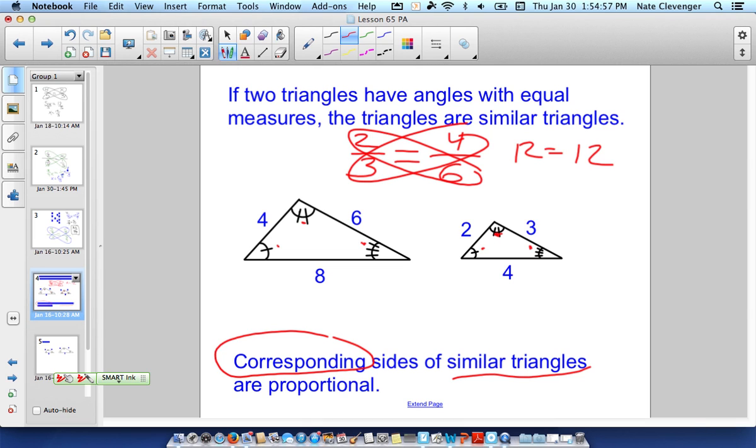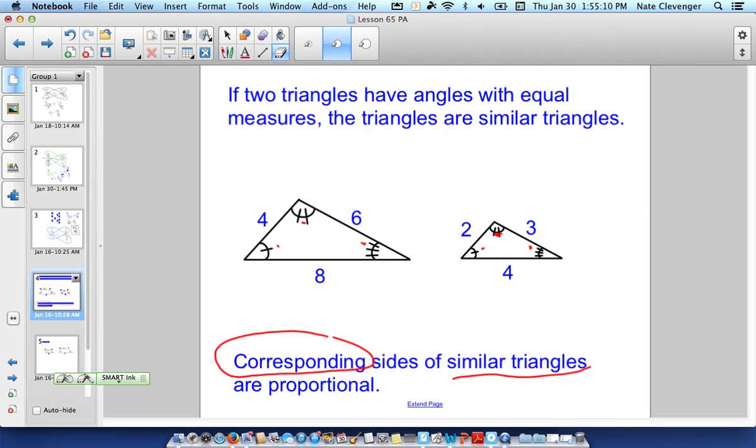They are indeed proportional. You could take any pair of sides as long as they were corresponding and match them up, and you'd get that it's proportional, or that they're equal whenever you do your cross products. Okay? So corresponding sides of similar triangles are proportional. You'll get to a theorem in geometry as sophomores that says corresponding sides of congruent triangles are congruent. This is talking about corresponding sides of similar triangles are proportional.